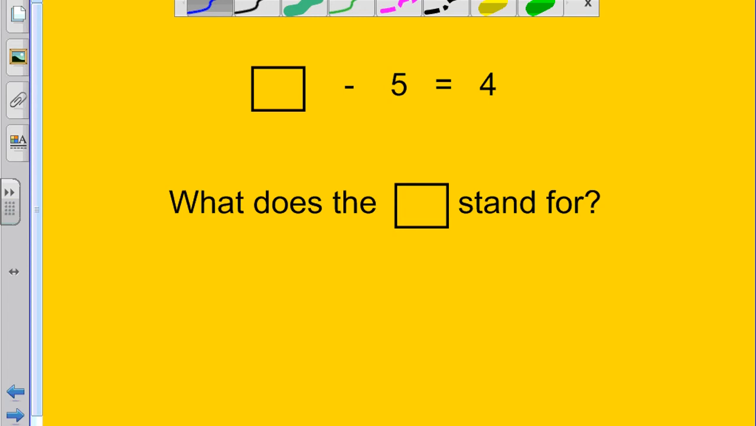Lexi, 6 minus 5 equals 4? Really? 6 take away 5 is 4? No. Thomas thinks it's this one. Is he right? Yes, he's right. So this actually is a 9. It's kind of weird, but okay. So this is a 9.